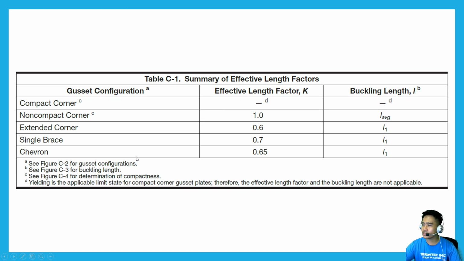Before we proceed, I need to show this table first. You can see this table on Design Guide 29. You can get more info about this table here. But for now, as you can see, these here are the different gusset configurations, the K factors or the effective length factors, and the different buckling length. I will discuss this further on the coming slides for each different type.